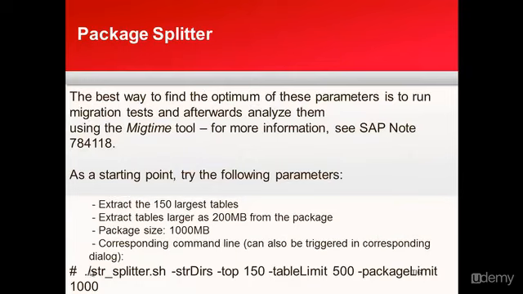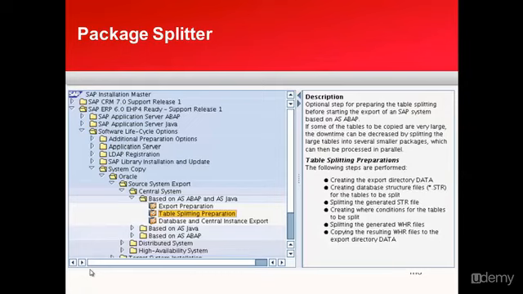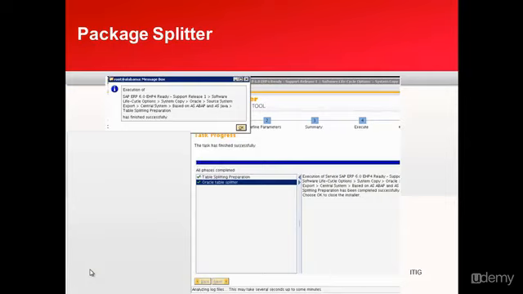The best way to find the optimum of these parameters is to run the migration test and afterward analyze them using the migration tool. Here you can see how we execute this from the command line. This is the export screen. After export preparation, what we have seen here is the table splitting preparation screen. Just click on that screen, follow the prompts, and it will split the packages.